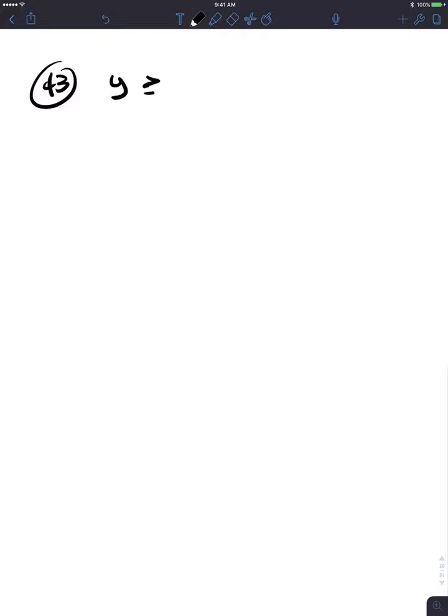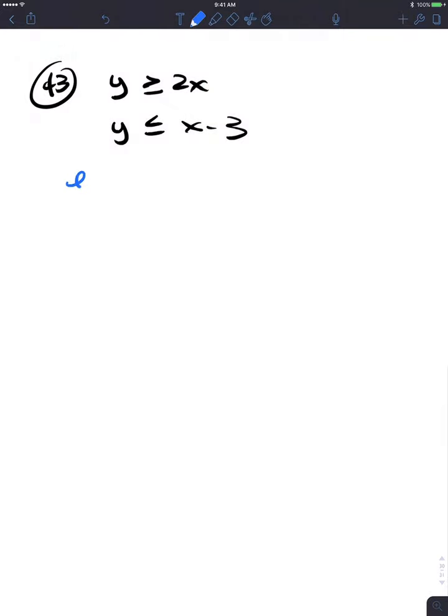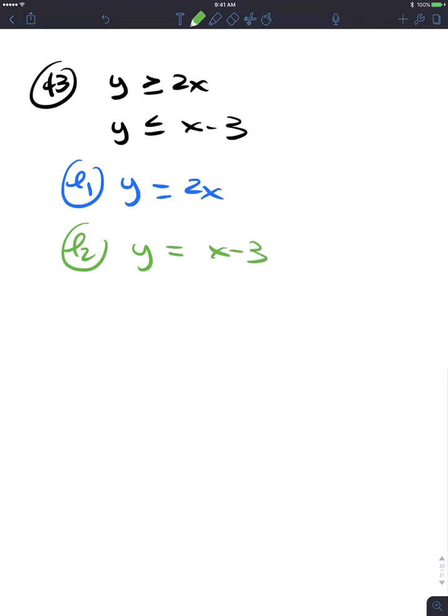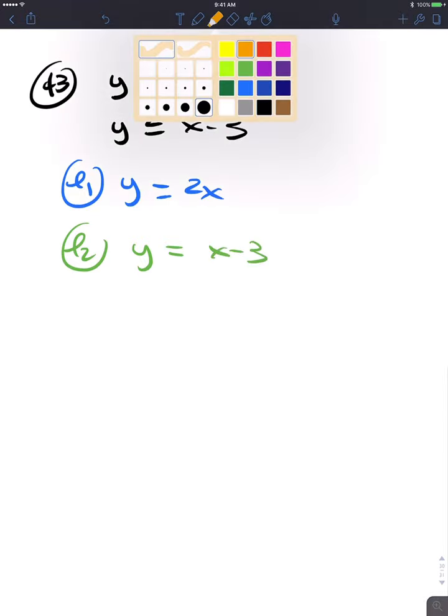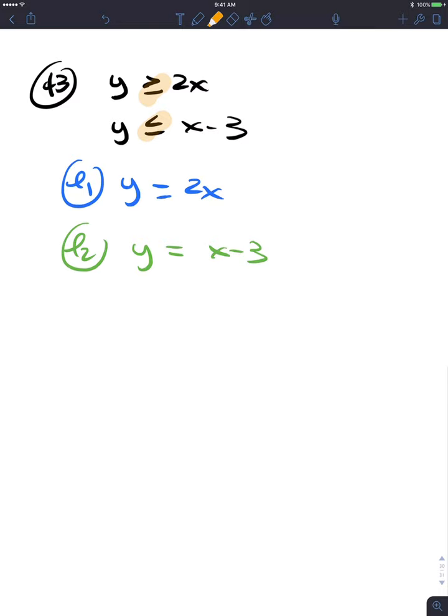Y greater than or equal to 2x, y less than or equal to x minus 3. We're going to graph both of these equalities. Y equals 2x in blue, and in green, we'll graph y equals x minus 3. They're both going to be solid lines.